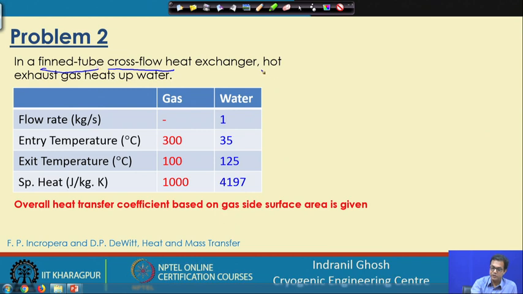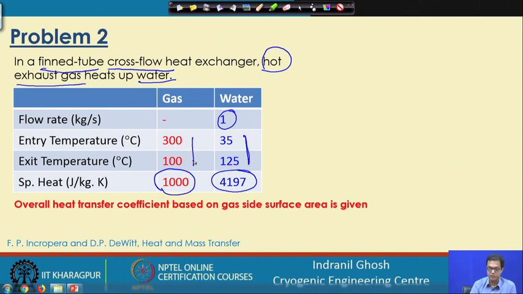In this exchanger, the hot exhaust gas is heating up water, and we know the flow rate of the water, that is 1 kg per second. The entry and exit of both the fluid streams are known, and we have also been told the specific heat of the two fluids. Because we know both the inlet and exit, we know the average temperature, and we can evaluate the fluid properties at that average temperature. So, it has already been given.